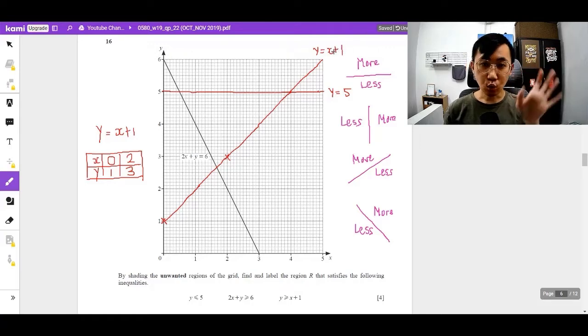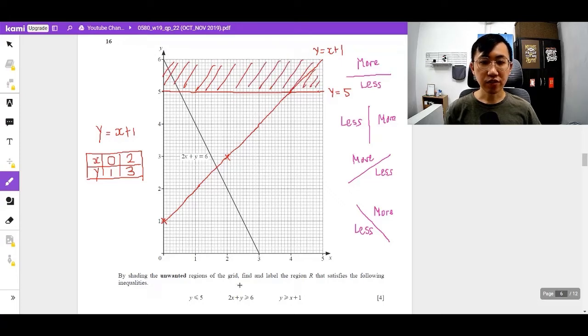Once you are done with the 3 graphs, let's follow the note. y is less or equal to 5. So when you have a graph of y equals to 5 like this, then it's following this rule. Less is the bottom side. You want the bottom side, you don't want the top part. Actually, unwanted region is the more side, so you shade off the unwanted region on top.